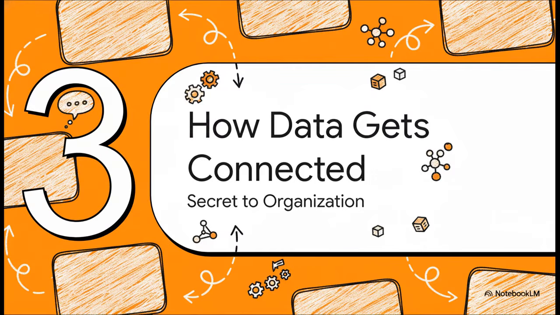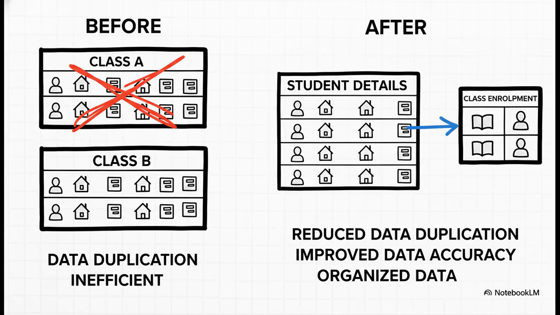So why even bother with all these connections, or relationships as they're called? Well, the whole point is to keep your data clean and efficient. Instead of typing out a student's full name and address every single time they sign up for a new class, you just link their main student record to that class. This cuts down on errors and saves a ton of space.